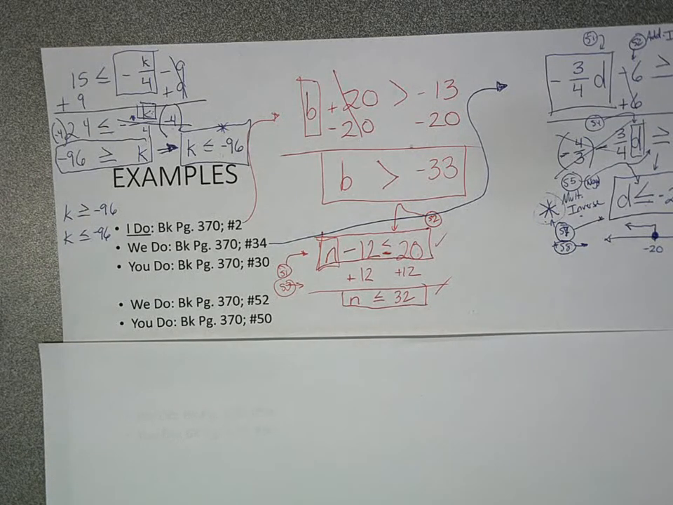I got x is equal to or less than negative 2. Oh, wait. Did you say that negative means the variable first or not? Do you have to put the variable first? It doesn't matter, it just has to be sound.